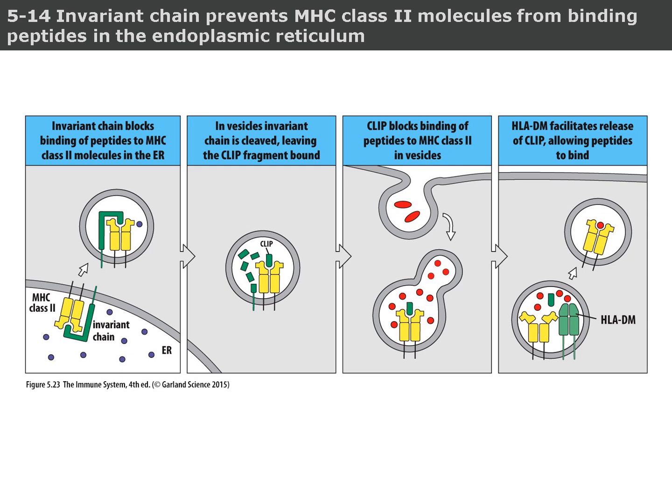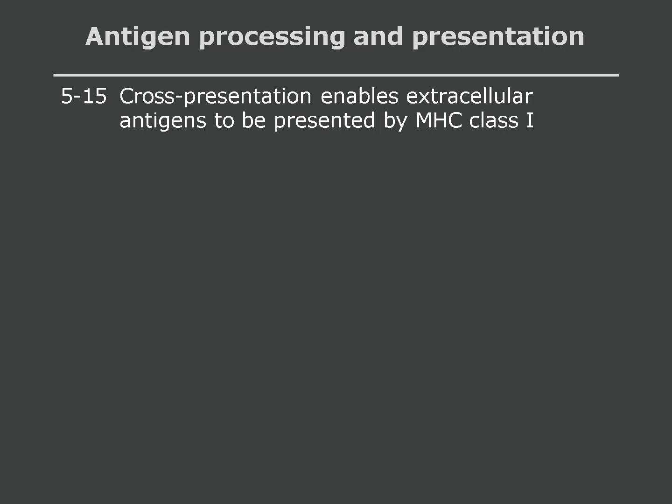Finally, in the fourth panel, a molecule called HLA-DM facilitates the release of CLIP. This opens the binding groove, allowing antigenic peptides to bind to the MHC class II molecule, which is then ready for presentation on the cell surface. This stepwise process ensures that only properly processed peptides are presented to CD4 T cells.